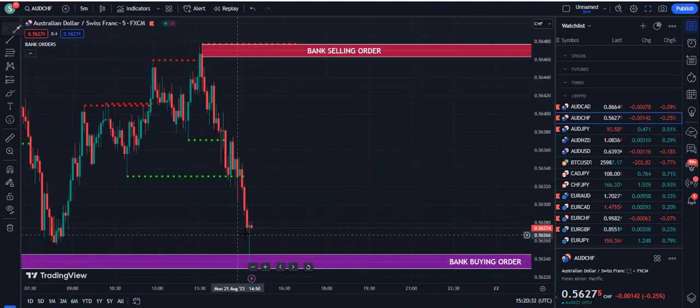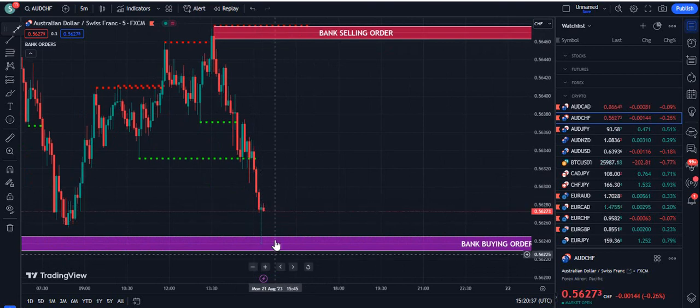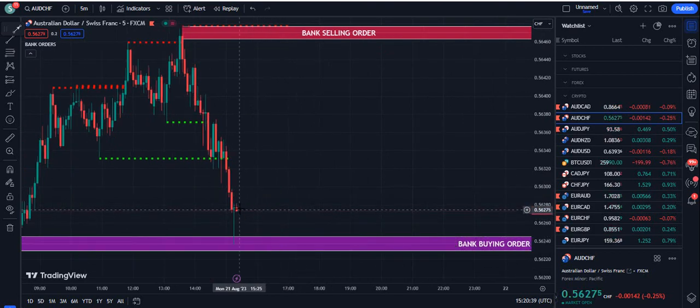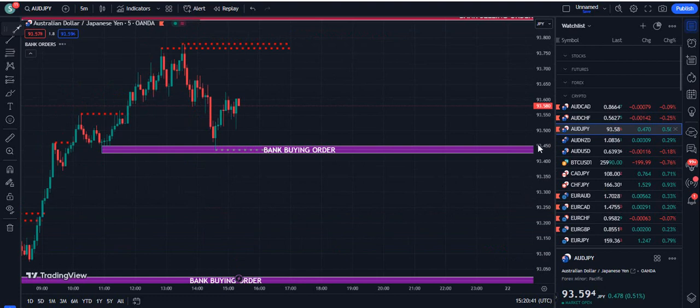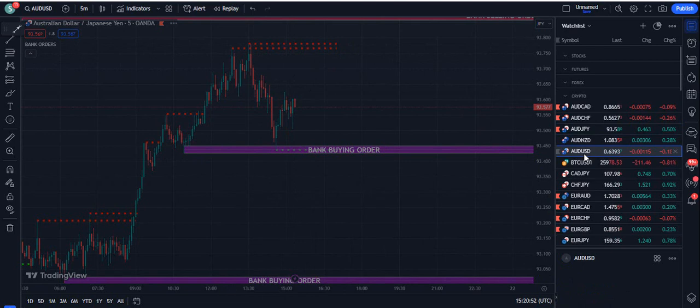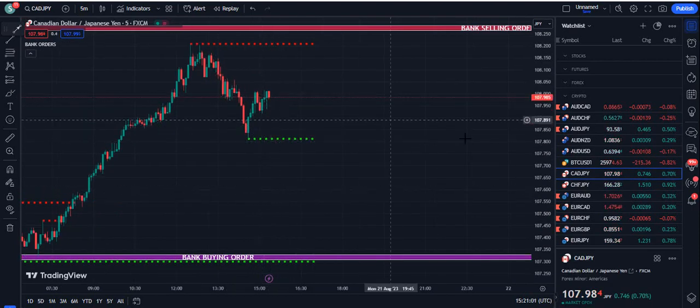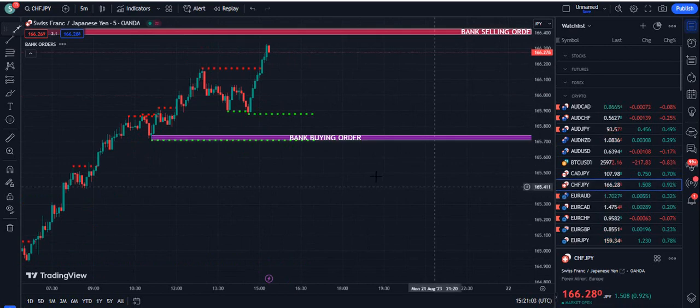For example, look at this. This is AUD CHF, and you can see we have a good rejection from the bank level, and this could be your buying chance. Next you can see AUD JPY. It has already bounced back from the bank level, and this is the selling level for us. If we go to the next pairs, just a second. Sometimes this indicator gets a bit heavy on the screen. Look, CAD JPY pumped up. So if we go back, go to the next.